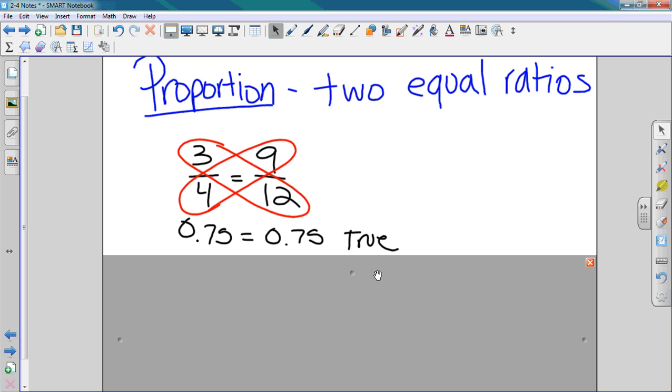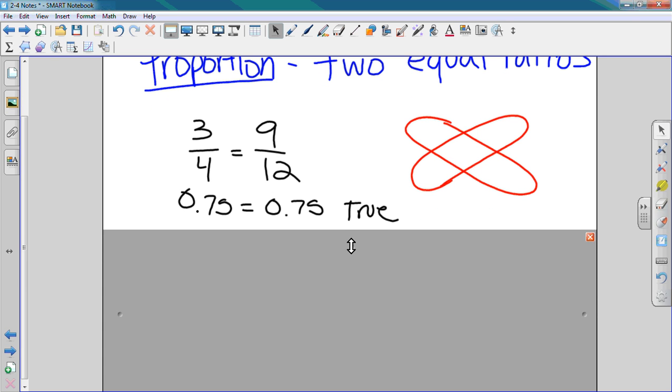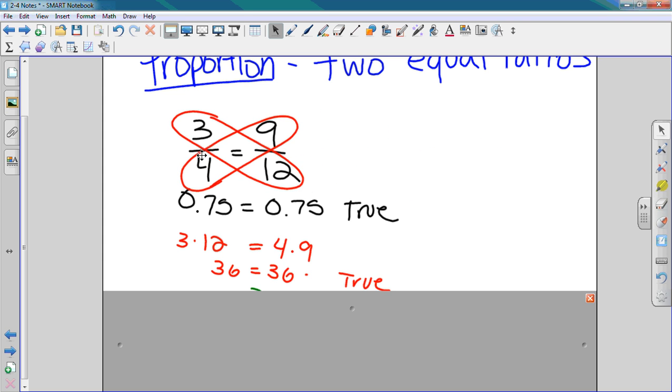One, you can actually find the decimal of 3/4 and 9/12. Both divide evenly to 0.75 exactly, so you know that it is true. That's one way to tell if a proportion is true. Another method is to cross multiply. Is 3 times 12 equal to 4 times 9? 36 is equal to 36, so it is true.